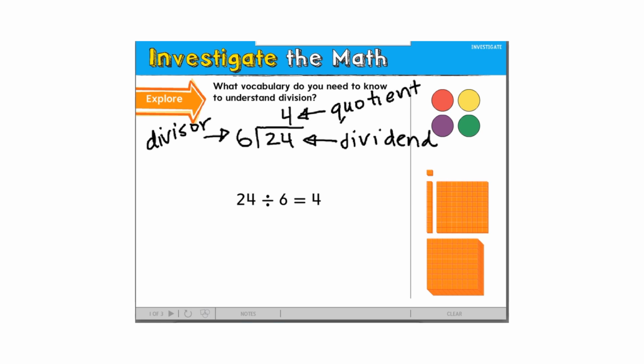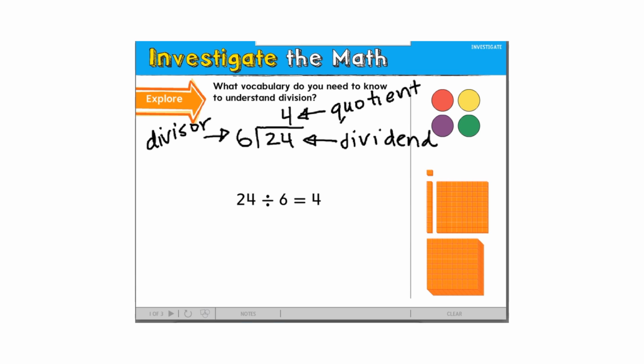So the 24 in this case is the dividend, the number that's being divided. The divisor is 6, that's the number that's dividing into the dividend. And then the quotient would be the answer. So if I made a word problem, if I said I have 24 candy bars and I'm dividing them amongst 6 of my friends, everybody would get 4 candy bars.